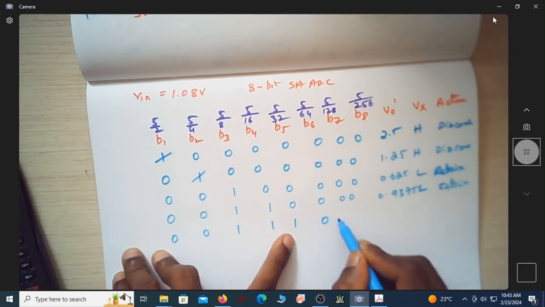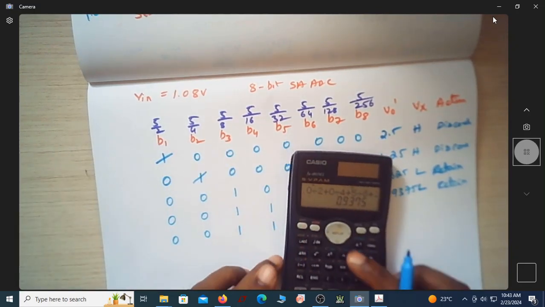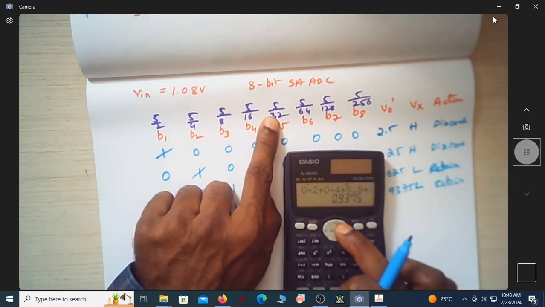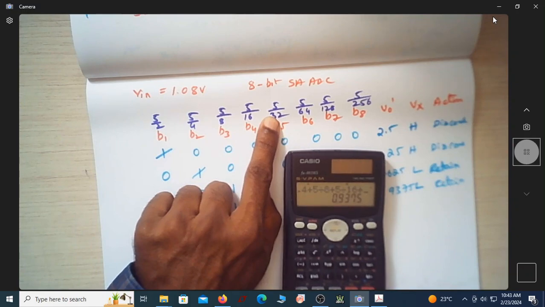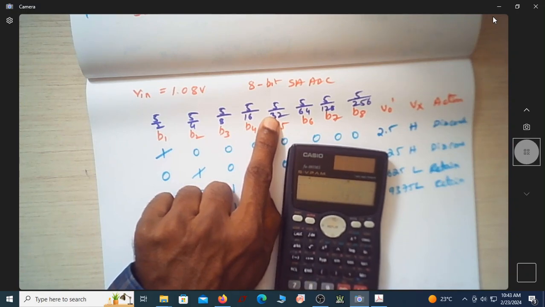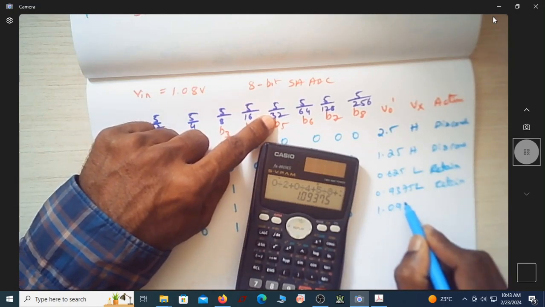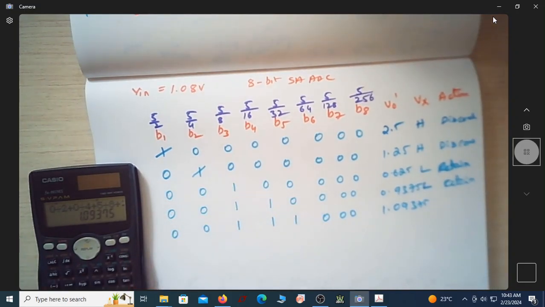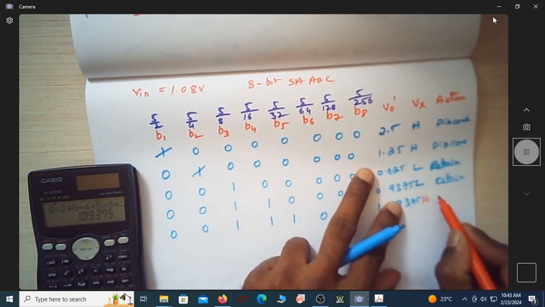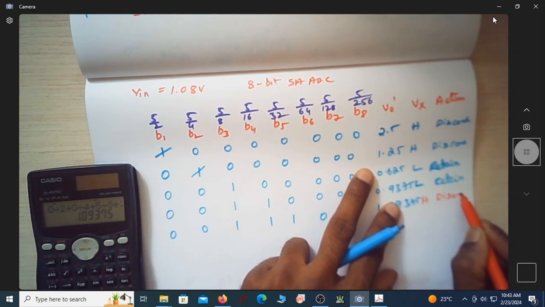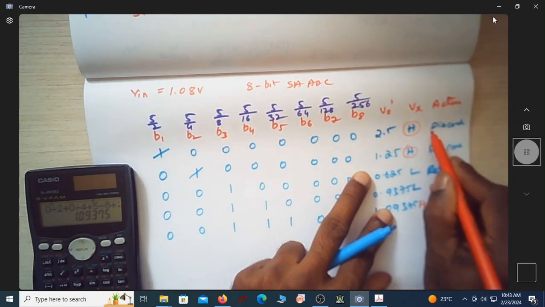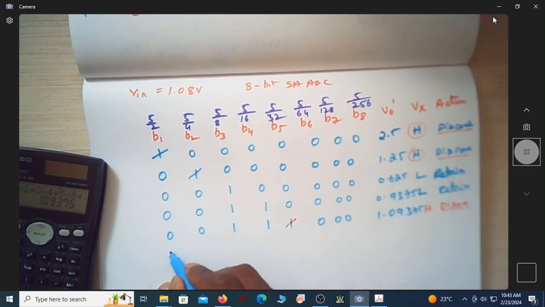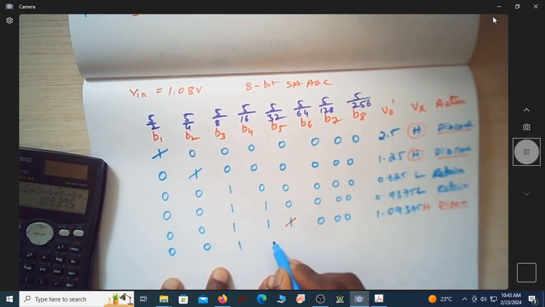Now you make this one 0. So now what should happen? So this corresponds to what? 5 by 32. So let me go here and add plus 5 by 32. So what is the value? Now it is 1.09375. Since this 1.09375 is more than 1.08, I have to make this high, so I have to discard. Here also I discarded, so I have to discard this and then make this 0 0 1 1 0.